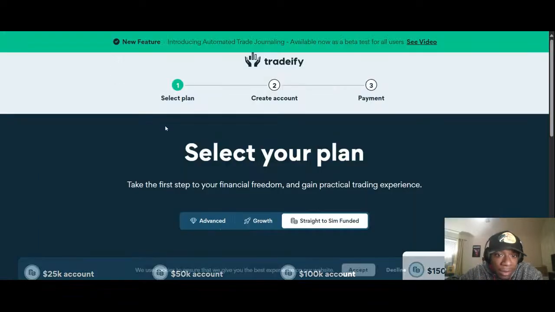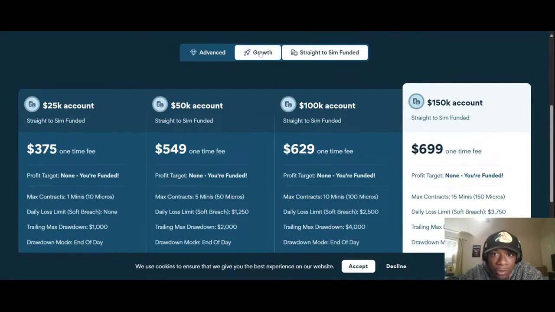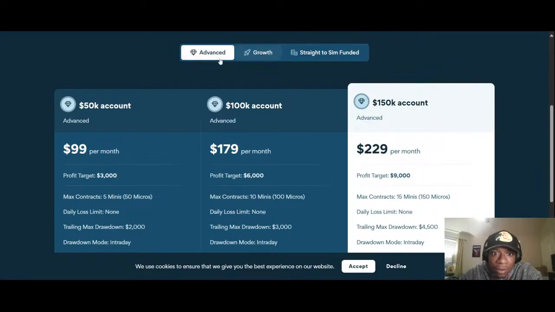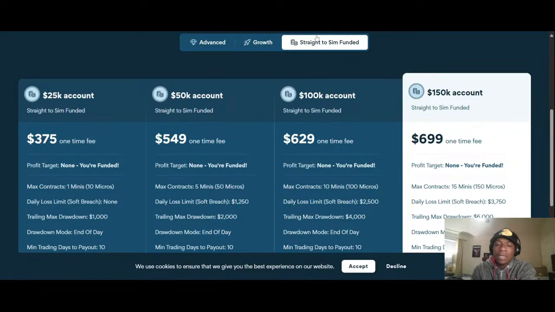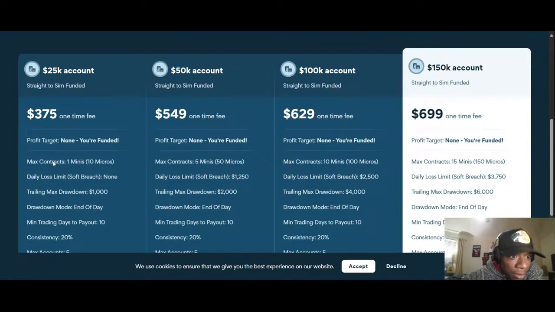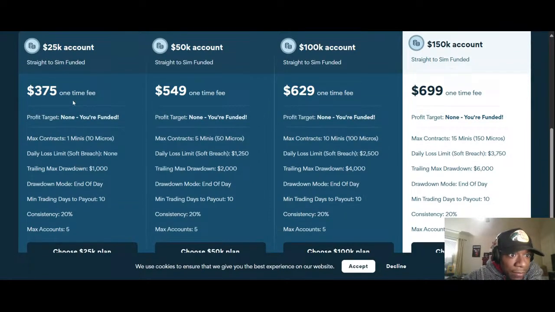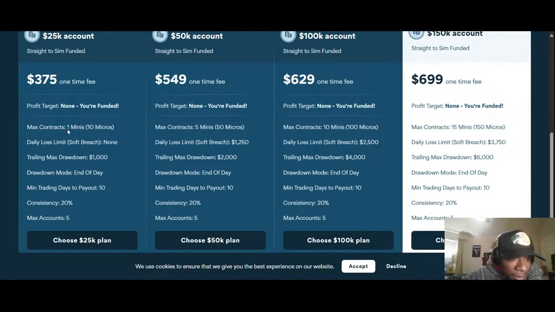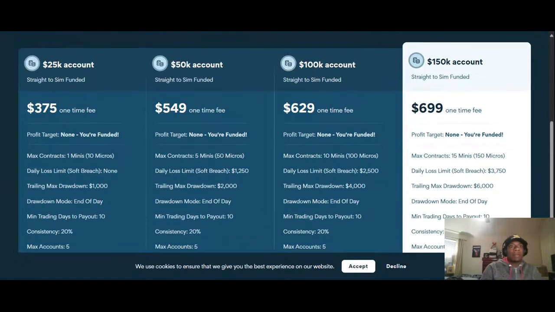Let's see. Oh, this is straight to funded. Okay, that's straight to funded. That's not that bad for you to skip. Hold on. One mini. $375 to automatically get funded. Max contract, one mini. Daily loss, soft breach, none. Trailing max drawdown, $1,000. Drawdown mode, end of day. Minimum trading days to pay out, 10, 20%. That's not that bad. 25K account, $375 for you to skip.